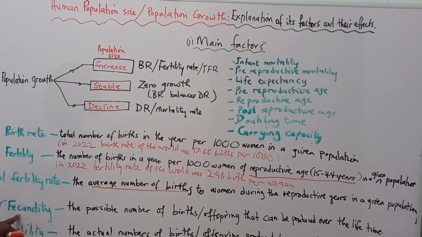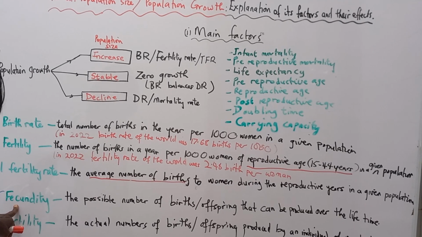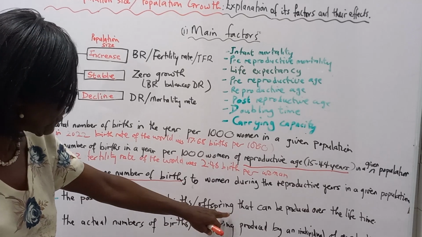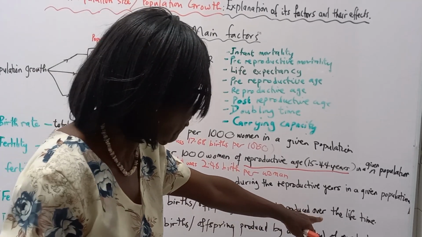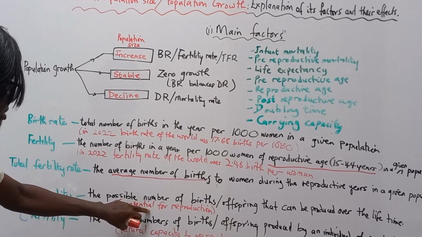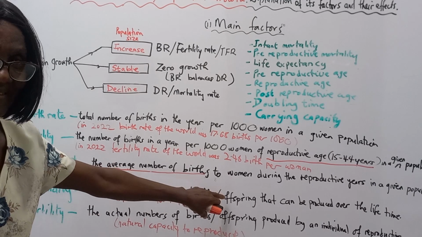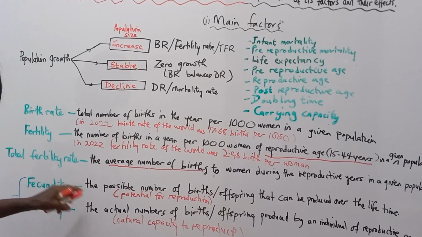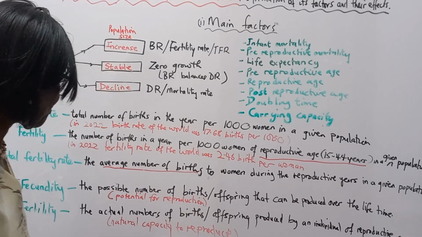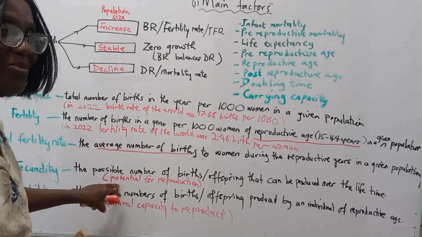Then fecundity is also a term related to births, and fecundity is the possible number of births or offspring that can be produced over one's lifetime. So fecundity is the potential for reproduction, the possible number of births. And fertility, if we are comparing, is the actual number of births or offspring that are produced. So it's the natural capacity to reproduce, not the potential.